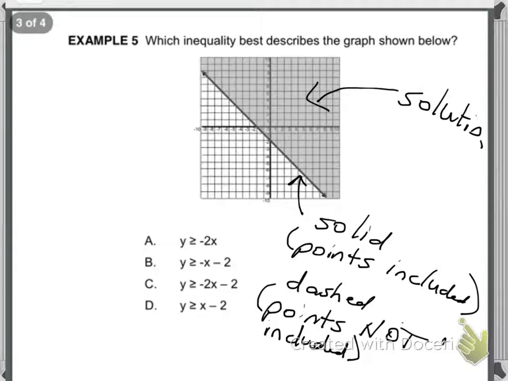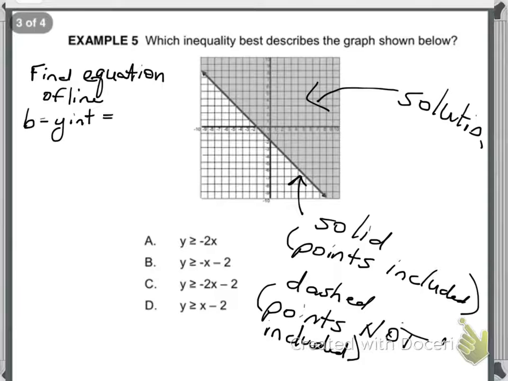Often in those times, they're going to trick you maybe with something that's on a line and have a dotted or dashed line. But in this, it says which inequality best describes the graph shown below. So the first thing, you have to find the equation of the line. That should be pretty easy, we should hopefully be pretty good at that by now. B, remember, is the y-intercept, which is where it crosses the y-axis, and that looks like it's at -2.